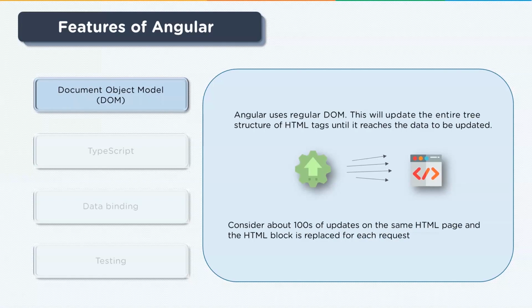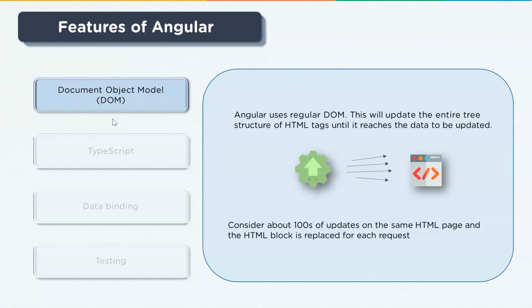Now let's suppose you've made 10 updates on a single HTML page. So every time you make a change, the corresponding DOM or the tree structure needs to be updated. Now, Angular updates the entire tree structure of HTML tags.